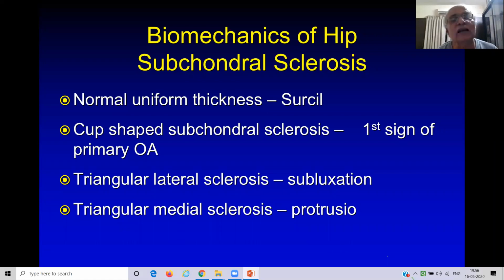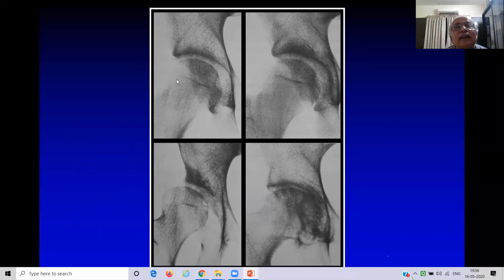I will describe what is the normal sourcil, the normal uniform sourcil. I will go to the next figure and come back, then you will realize. If you look very carefully, can you see this area of sclerosis? That is called the sourcil. Sourcil is nothing but eyebrow in English. That is the Italian word sourcil. So if the hip is normal, you have a normal eyebrow.